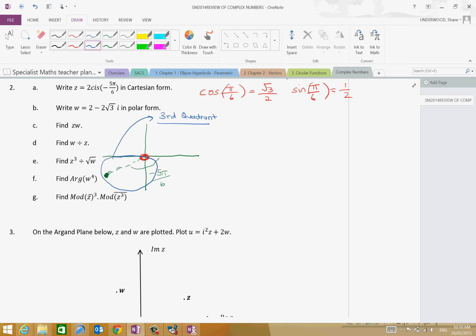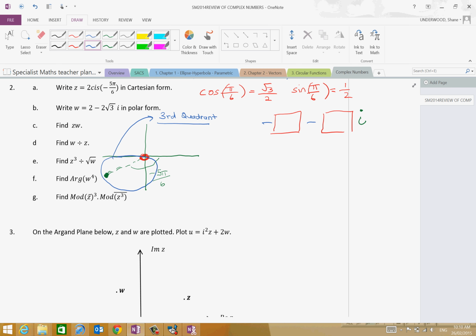So, instantly, you know that in Cartesian form, I've got negative something, negative something. What am I missing? I. And then this is the imaginary part and this is the real part. Now, you can do this the long way if you like, but 2 cis of negative 5 pi on 6 is in polar form.